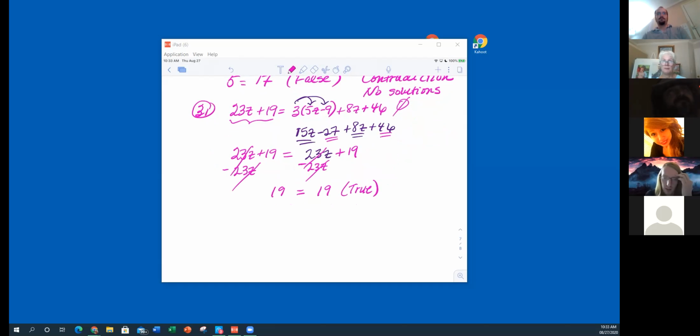And if you don't believe me, pick any number, 1 or 5 or 11 or 1/2, and plug it into this original problem, and it will solve it. Okay, it will work. So that means any real number will work. So the solution set, this is called an identity, which means any number will work. And the solution set, I like just to write all real numbers.